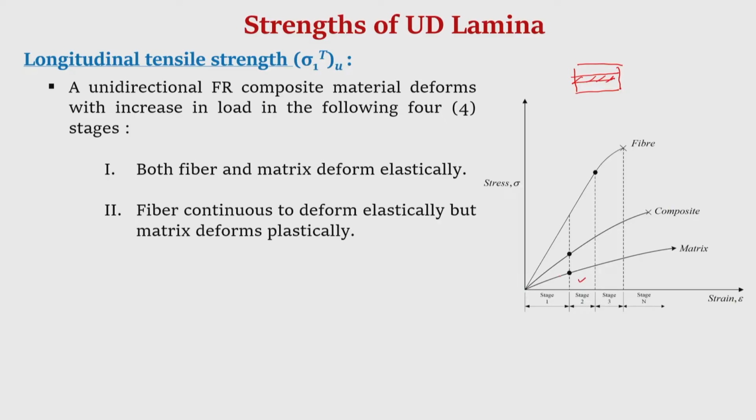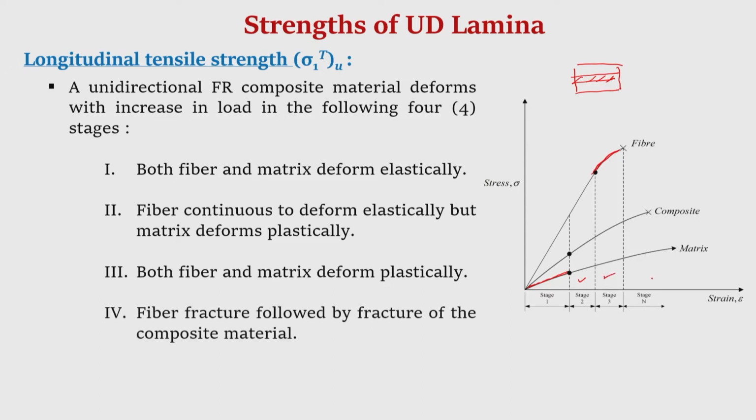Till this time the matrix is linear. Okay. Now, the matrix may experience plastic deformation, the fiber is linear for some more time, and then after that it also deforms. So, this is stage 3, and then fiber fracture followed by the fracture of the composite material, and finally this is stage 4. Okay. Stage 4, the fiber fails.